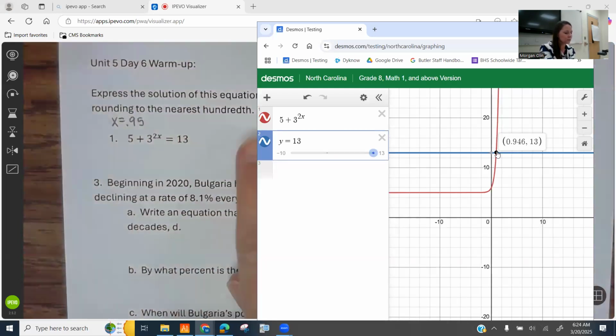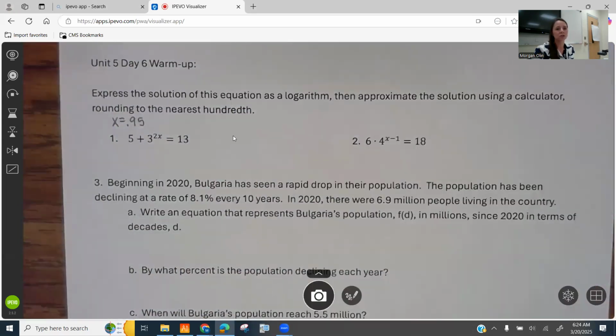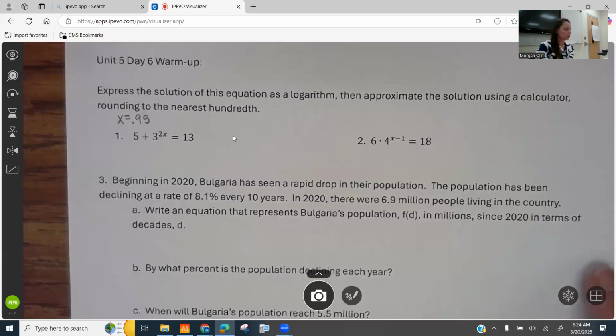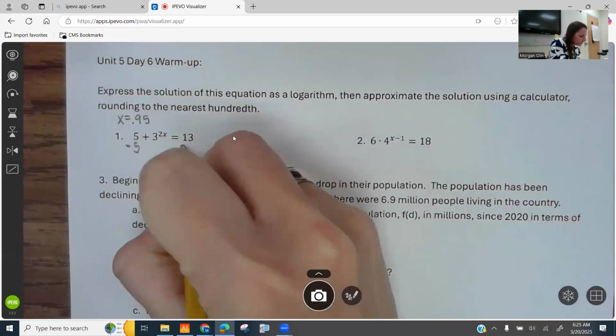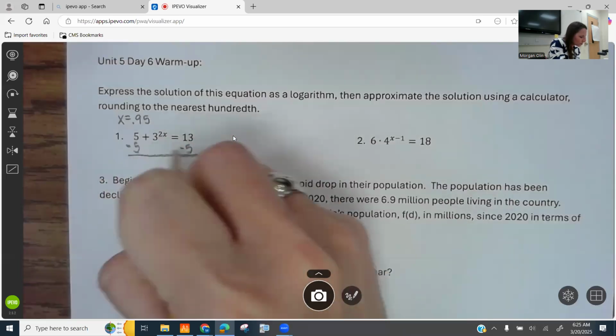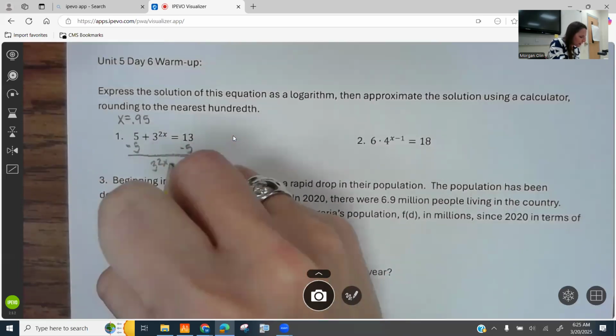However, you also need to be able to write it as a logarithm, like it says in the directions. All right, so here we go. You got to get the exponent by itself first. So subtract 5. All right, so 3 to the 2x equals 8.